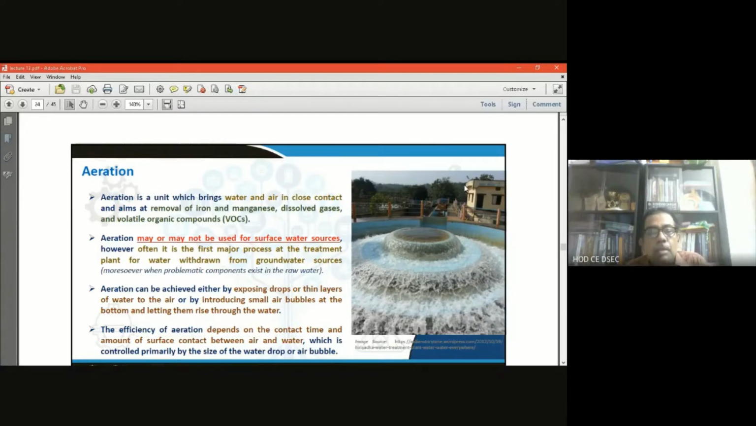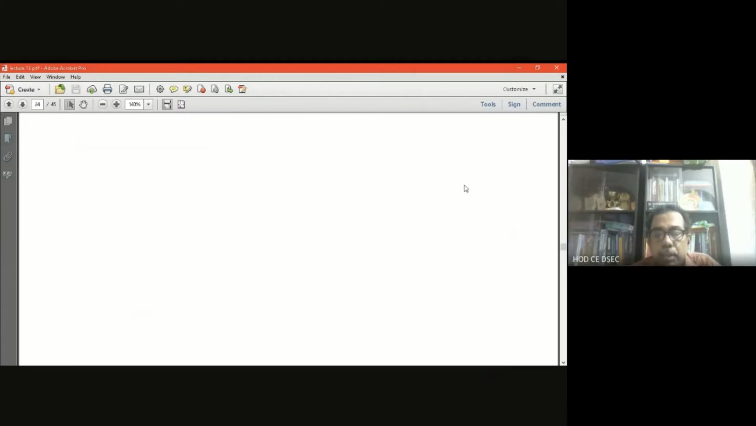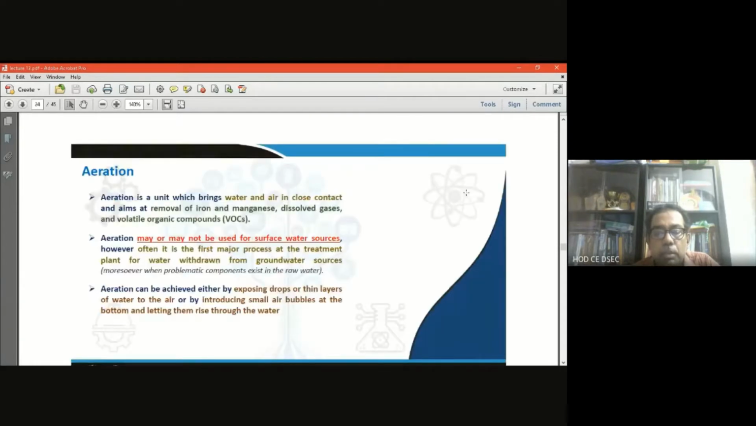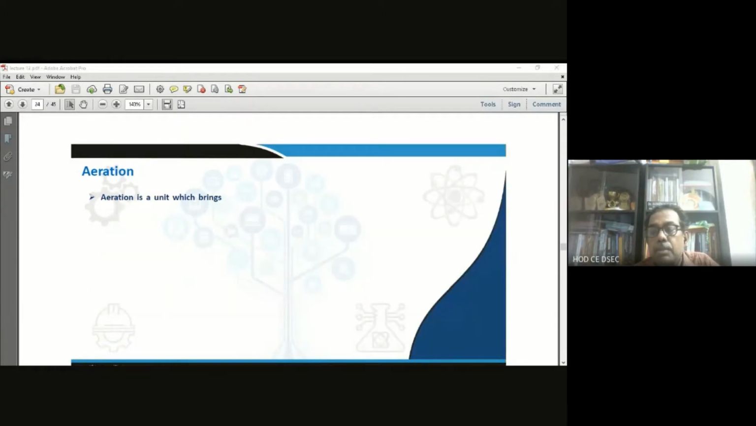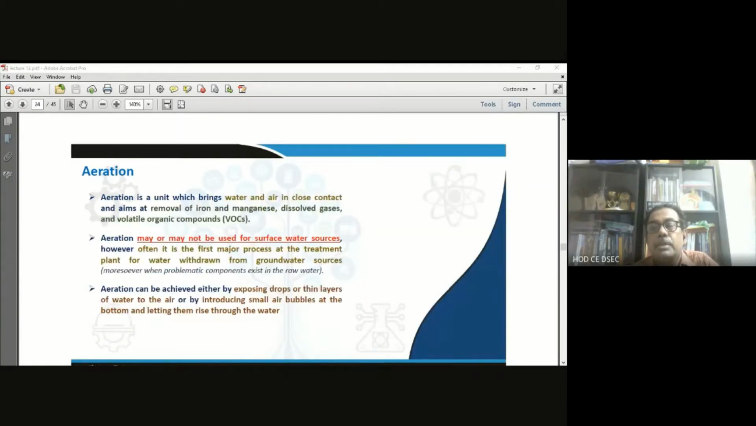This is one of the metals we are removing, because in the oxide form they are precipitated, and thereby removed. So iron and manganese are removed in this process. That is the fundamental thing. Apart from that, dissolved gases and volatile organic compounds, that is, VOCs, are also removed by this process. So this is the basic objective of the aeration process.